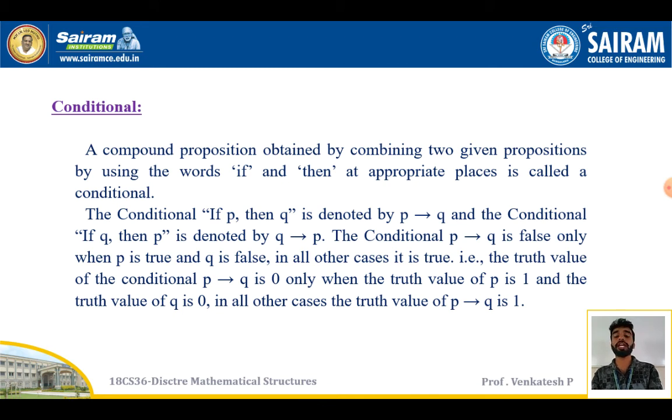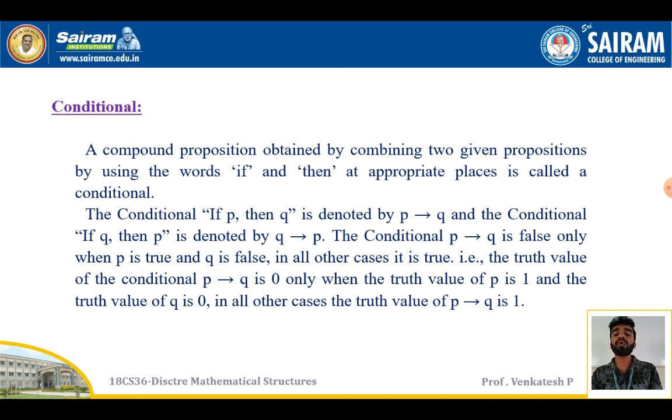Next is conditional. A compound proposition obtained by combining two given propositions by the words "if" and "then" at appropriate places will be called a conditional. For example, I am going to consider two propositions P and Q. Then the conditional "if P then Q" is denoted by the symbol P implies Q, and the conditional "if Q then P" is denoted by Q implies P. The conditional P implies Q is false only when P is true and Q is false. In all other cases, it will be true.